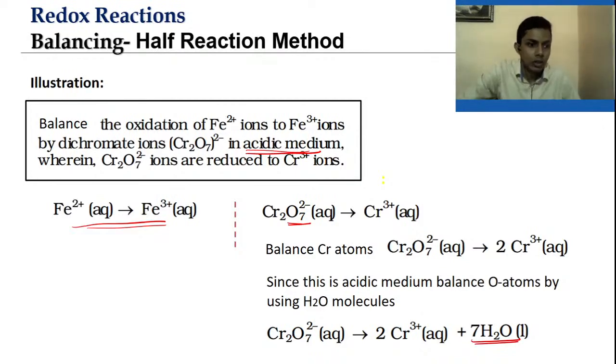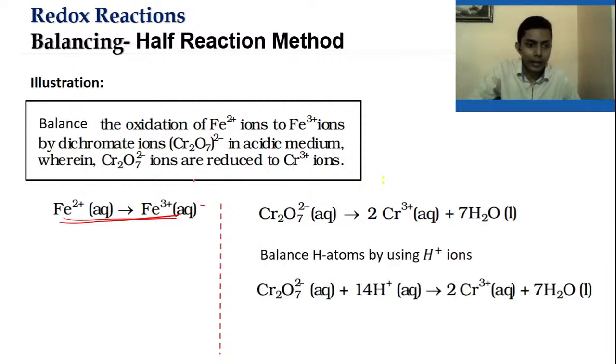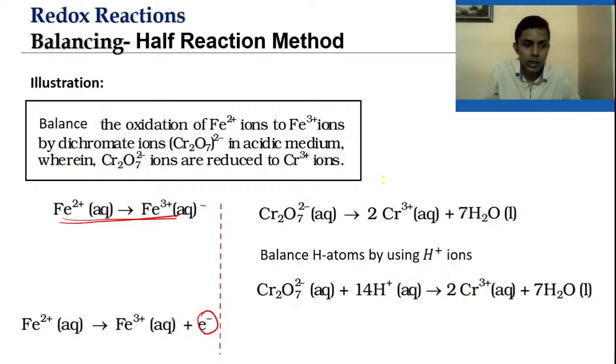Number of electrons. If you see this side, Fe2+ to Fe3+, here I need to put an electron on the right side, isn't it? Because then only 3 minus 1 will give +2. Whereas in this case, here 2 minus is there, here 2 into 3, 6 is there. So minus 2 and 6. How to balance this? Okay, I think hydrogen needs to be balanced before that. When we balance hydrogen, it becomes 14H+.